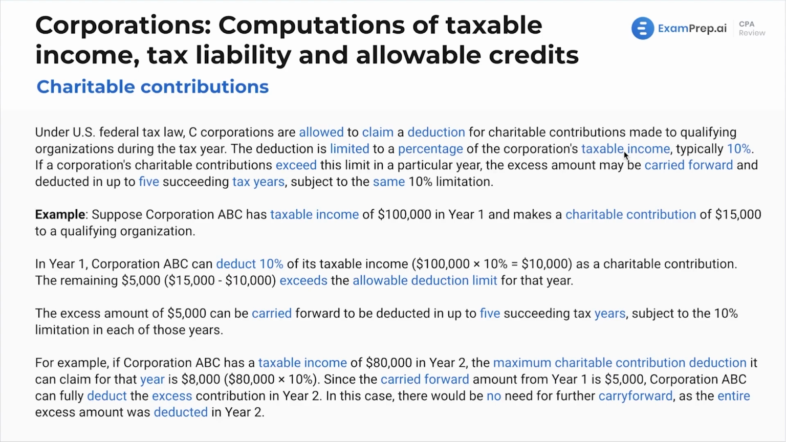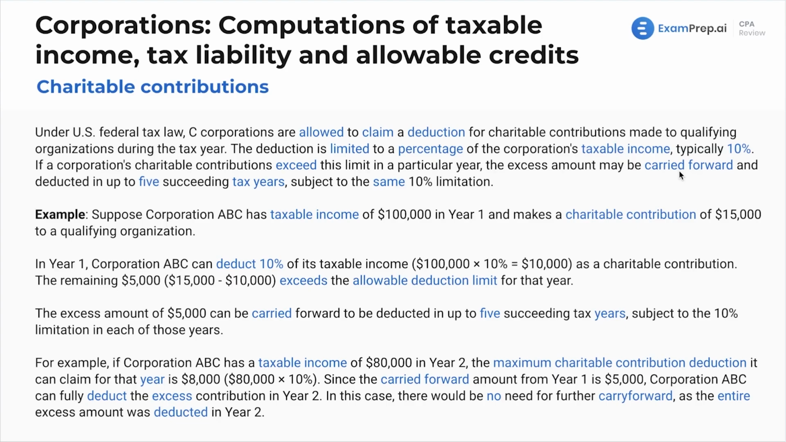The deduction is limited to a percentage of the corporation's taxable income, typically 10%. Yeah, that's the amount, unless that radically changes. That's what we're going to be using for the exam. If a corporation's charitable contributions exceed this limit in the particular year, the excess may be carried forward and deducted in up to 5 succeeding tax years, subject to the same 10% limitation.